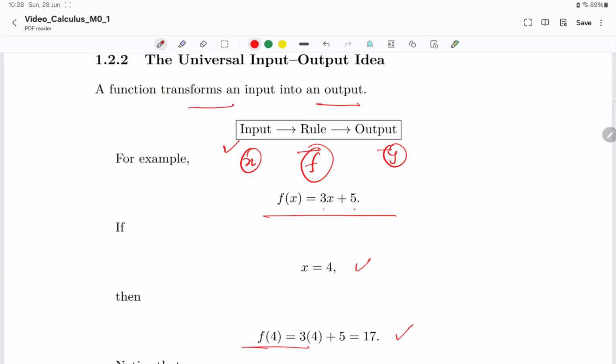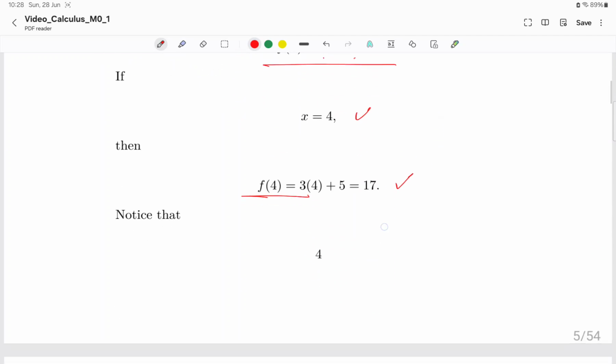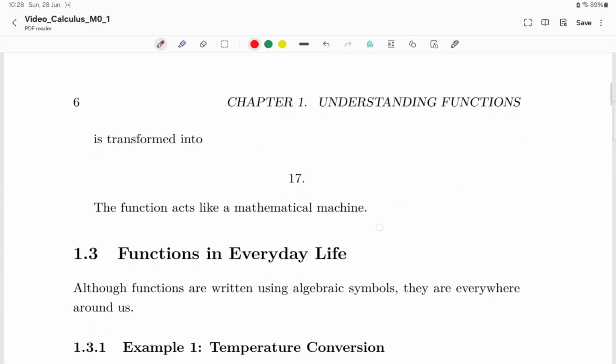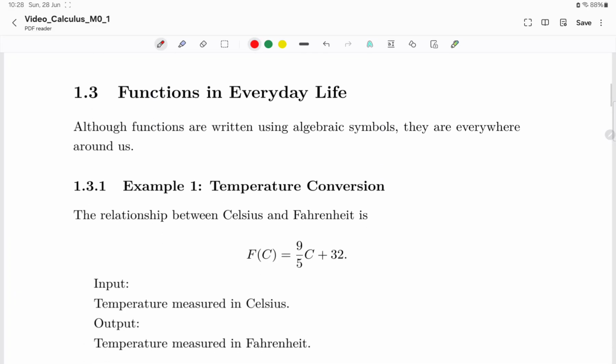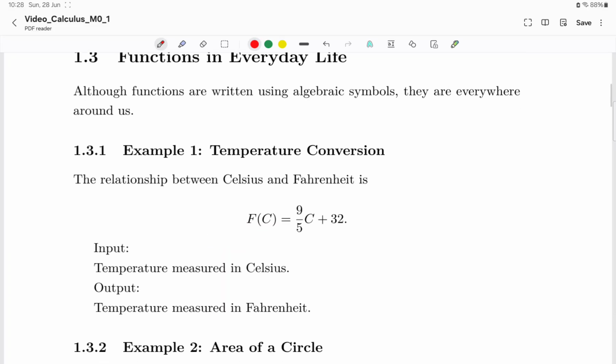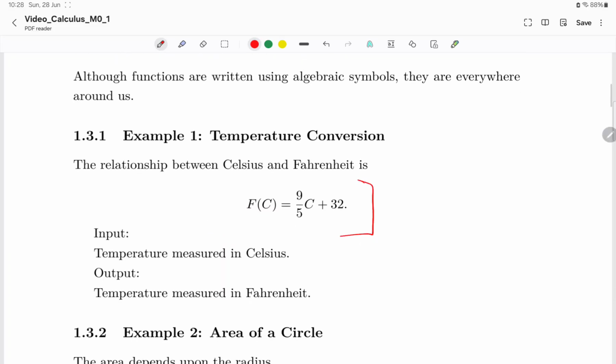We move like that. And the final answer is 7. This is a very standard relation between degree Celsius and Fahrenheit, which we use for temperature measurement. How these things are correlated, you can find.